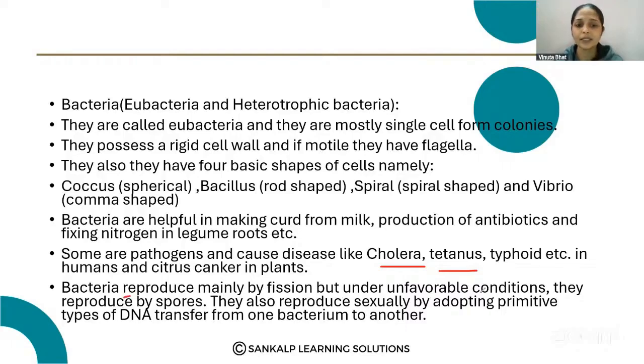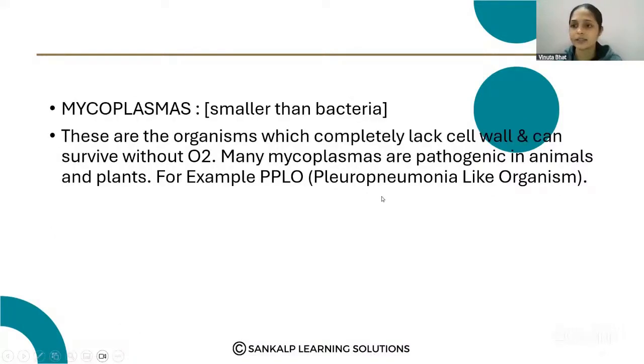And bacteria mainly reproduce by fission. In unfavorable conditions, they produce spores. So this is also important. They also reproduce sexually by adopting primitive types of DNA transfer from one bacterium to another. So this is the type of sexual reproduction that we find in bacteria.